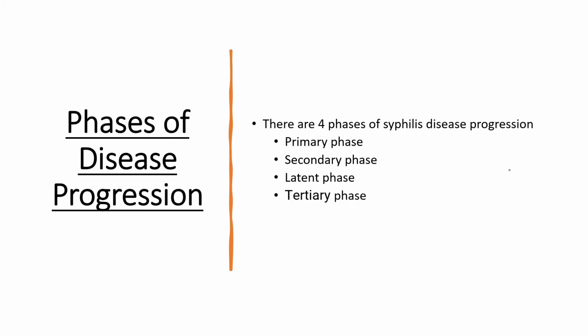There are basically four basic phases of the disease. We have the primary phase, we have the secondary phase, we have the latent phase. The latent phase is divided into two more phases, which is your early and your late latent phase, and your tertiary phase.